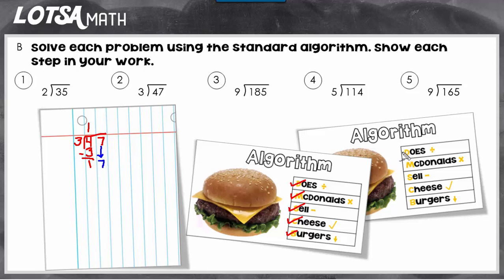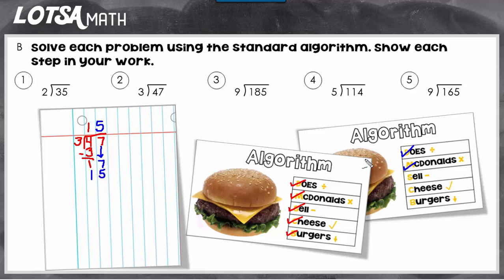So for round 2, I'm going to start with dividing 17 divided by 3. So 17 divided by 3 is 5. And I'm going to write my 5 right above the 7. My next step is to multiply. So I'm going to take this 5 and multiply it by 3. So 5 times 3 is 15. And I'm going to write it right below the 17.